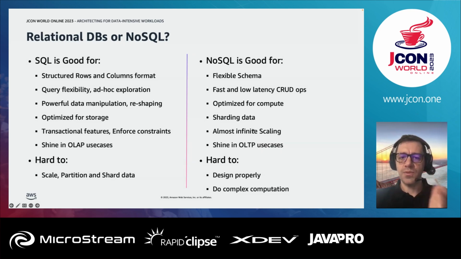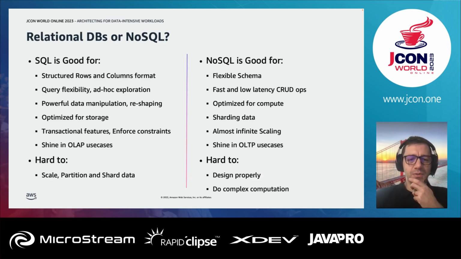And it has almost infinite scaling, and it shines in OLTP use cases. So small, fast transactions: create, put, update, delete. It just shines at that. But it's hard to design properly, and it's hard to do complex computation. It's not so easy to do some averages or things like that in a NoSQL database. So please be aware of those trade-offs when choosing.